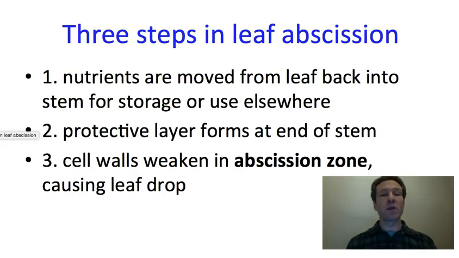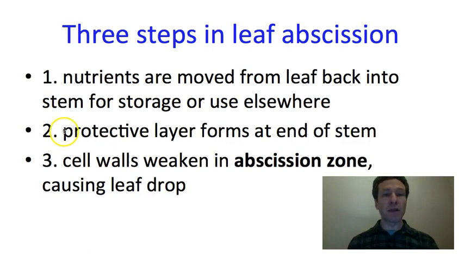We're now going to switch gears a bit and talk about steps in abscission. So leaves don't just suddenly fall off without preparation. Instead, there's a 3-step process. The first step is that nutrients are moved back from the leaf into the stem, or they can be sent down to the roots or to other organs for storage.